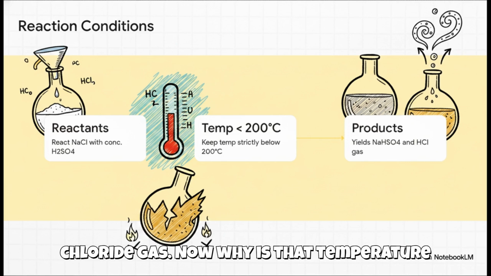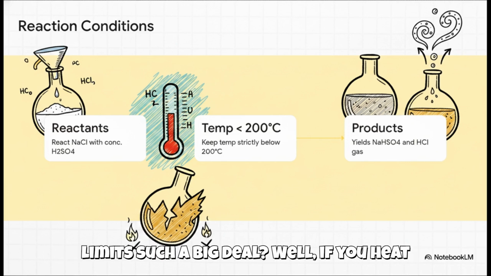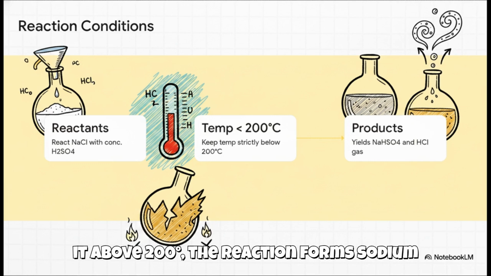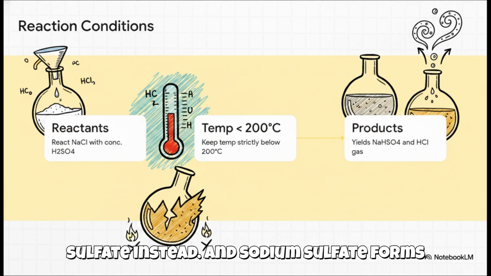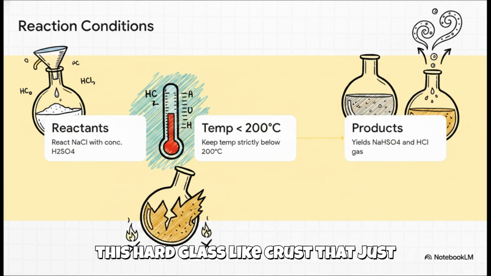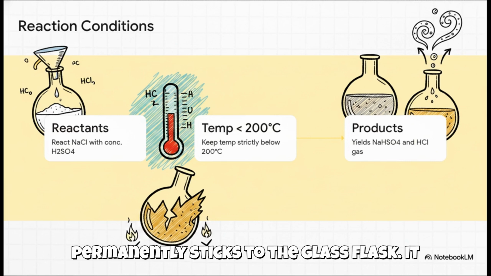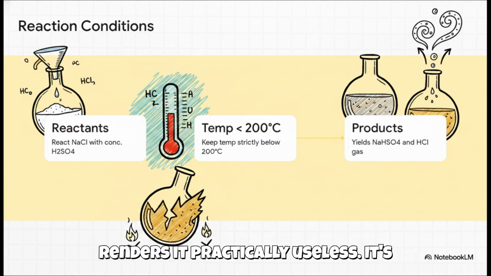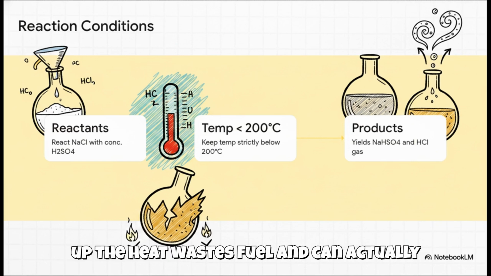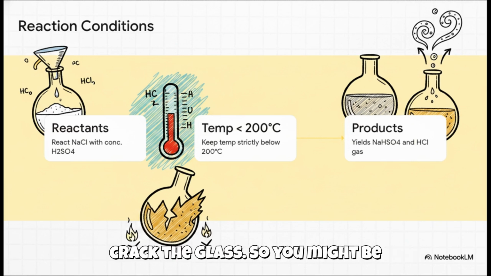Now, why is that temperature limit such a big deal? Well, if you heat it above 200 degrees, the reaction forms sodium sulfate instead. And sodium sulfate forms this hard, glass-like crust that just permanently sticks to the glass flask. It renders it practically useless. It's almost impossible to clean. Plus, cranking up the heat wastes fuel and can actually crack the glass.